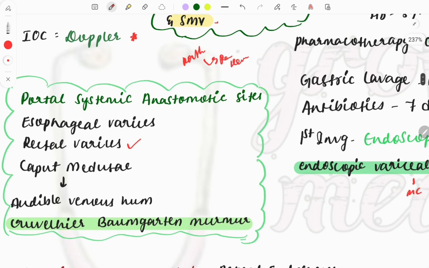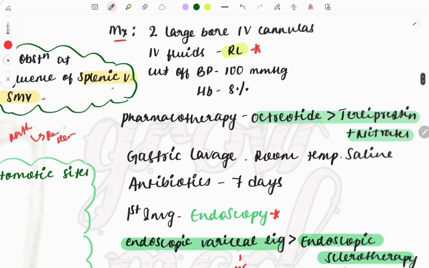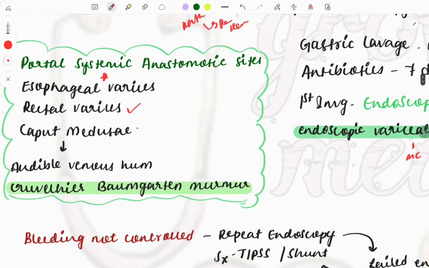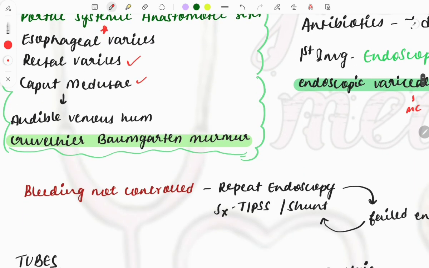Okay, so here along with the esophagus there are various other sites where variceal formation can be seen. We have already covered the esophagus, like this one is the liver and this one is the esophagus. So the cirrhosis will be happening, there will be no flow of the blood, and because of the obstruction variceal formation will occur, and then it will cause this hematemesis. Likewise the caput medusae is another feature seen with this, and an audible venous hum can be heard, which is a murmur heard on the abdomen, given the name Cruveilhier-Baumgarten murmur.